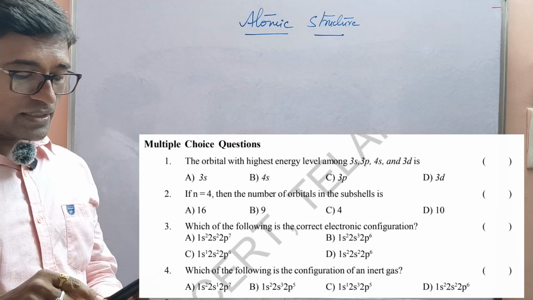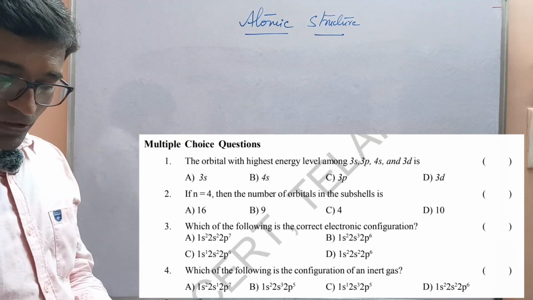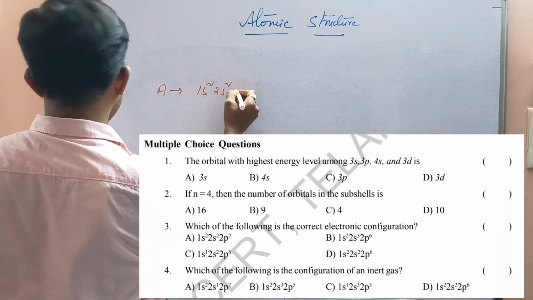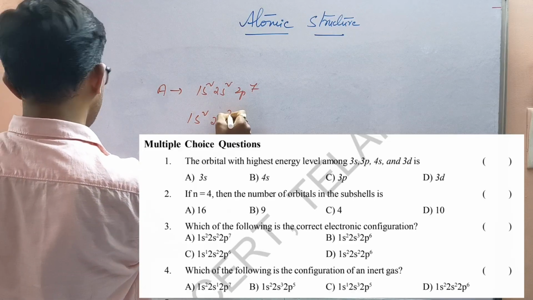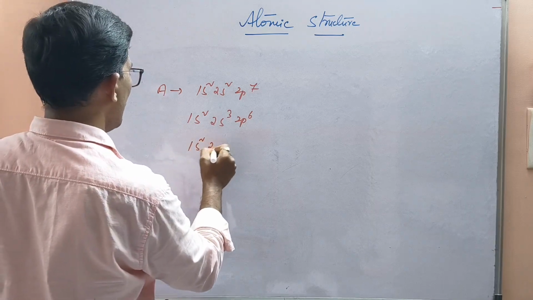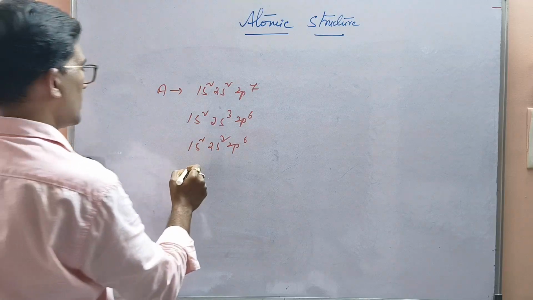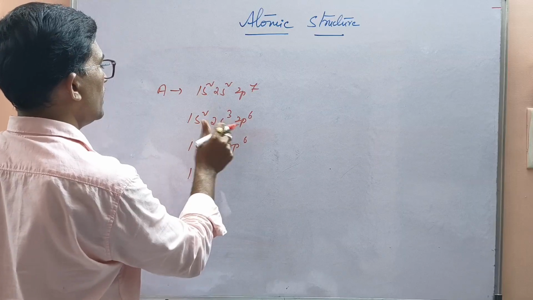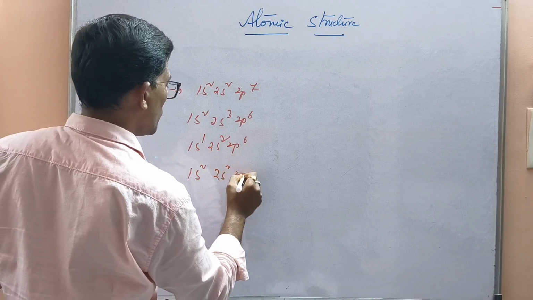Which of the following is the correct electronic configuration? The next question is, which of the following is the correct electronic configuration? First one is given as 1s2, 2s2, 2p7. Second one is 1s2, 2s3, 2p6. Third one is 1s1, 2s2, 2p6. Fourth one is 1s2, 2s2, 2p6.